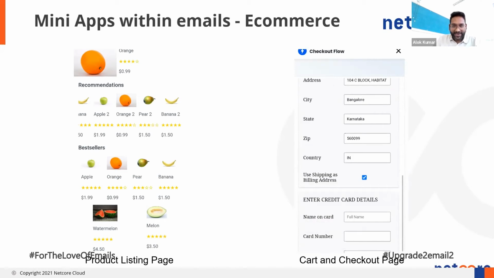wherein the users will be taken out of the email just to go and enter their OTP, and the payment will be completed, and then the purchase gets completed within the email. So basically, from the email, users see the products which are there in the cart, provide their shipping and credit card details, and complete the purchase. No need to take them to your website or the app or anywhere else.